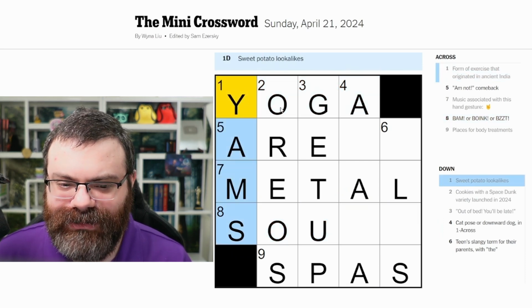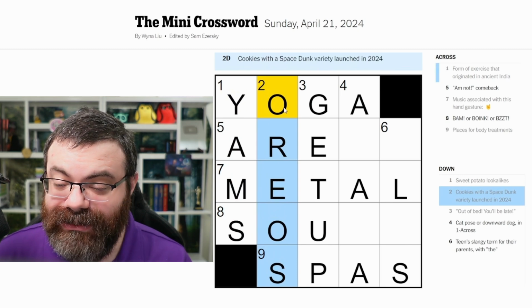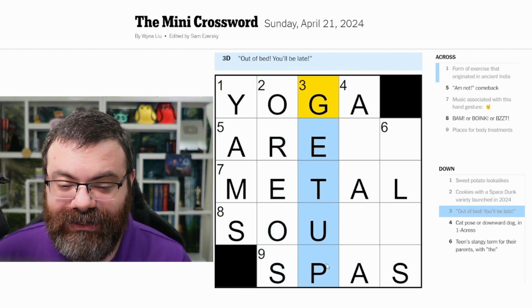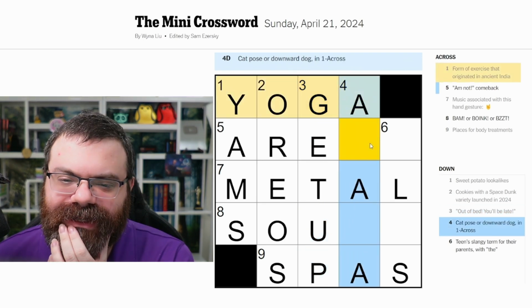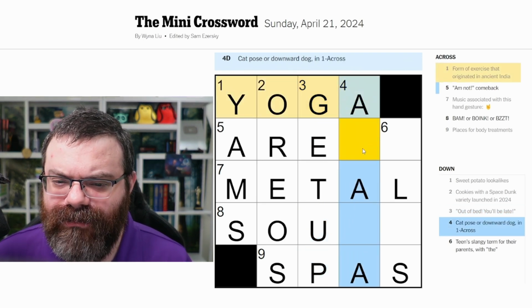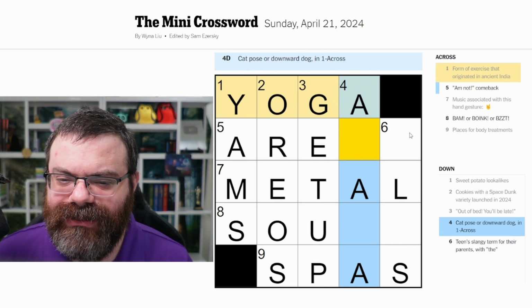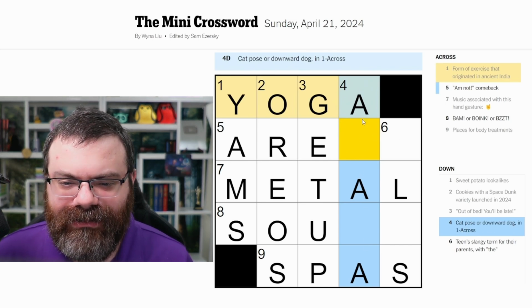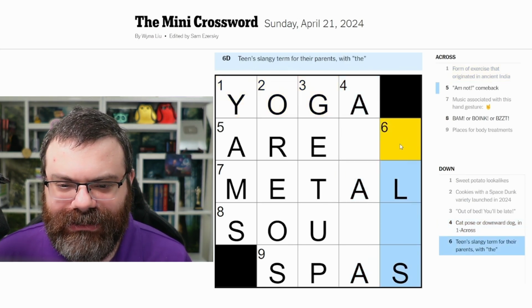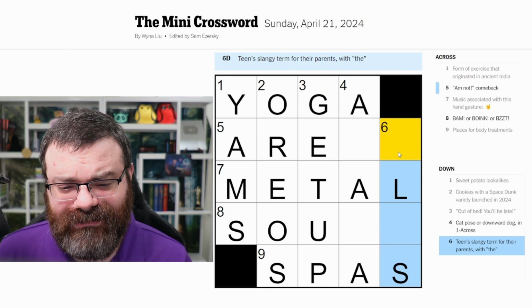Yoga, yams, Oreos just makes sense, and it worked with metal. Get out of bed, you'll be late. Get up just makes sense, and it seems to work. I don't know much about yoga. What's this? Is there a word for yoga poses? Or is it specific to the cat and downward dog? Like a stretch? Three A's. If I knew the word, it probably would pop into my head. I don't know the teen slang for their parents. The olds? That would be mean.